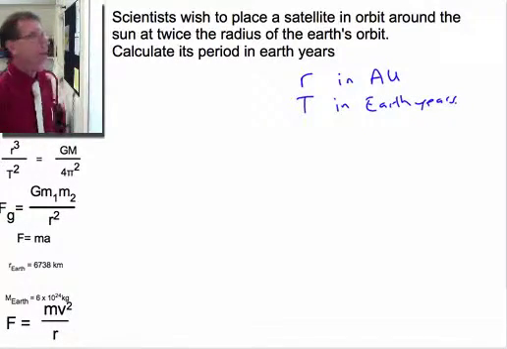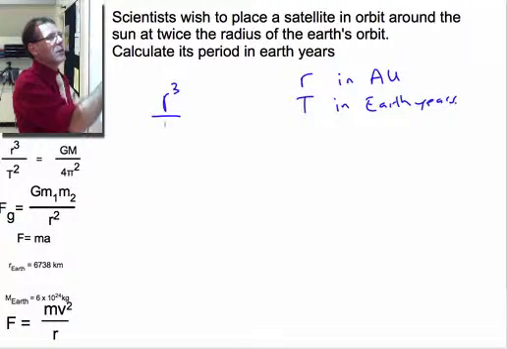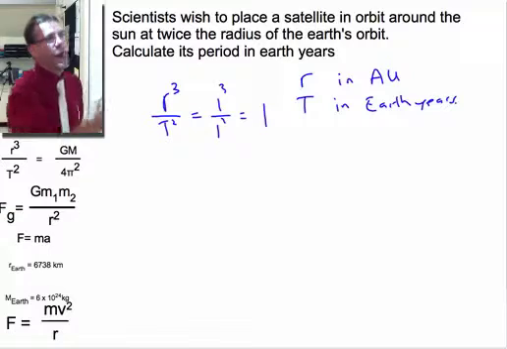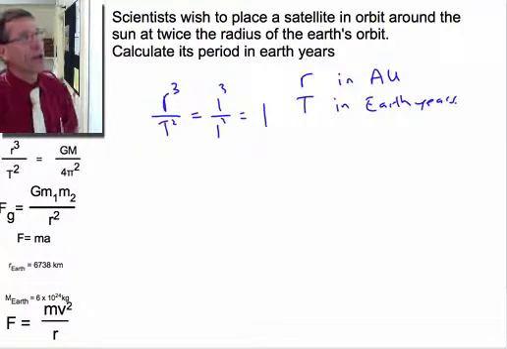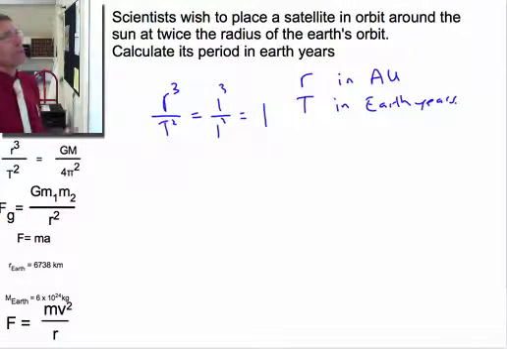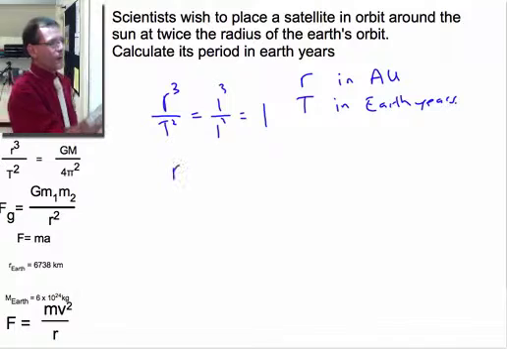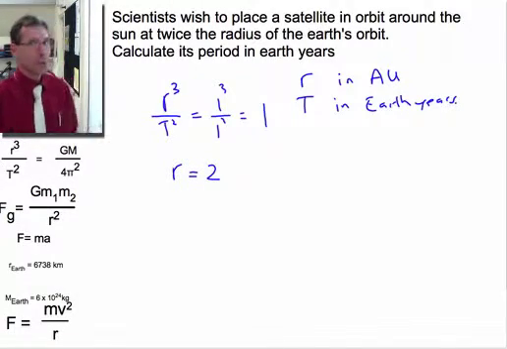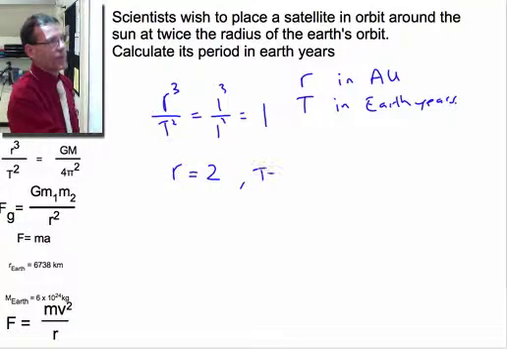Okay, so if we consider the Earth, its r cubed on t squared is 1 cubed on 1 squared, which is 1. So immediately the constant for our solar system, anything with the Sun as a central body, is 1. So now we can start on this question. We know that for this particular satellite, measuring in the units we're talking about, its radius is 2, and we're being asked to find its period.